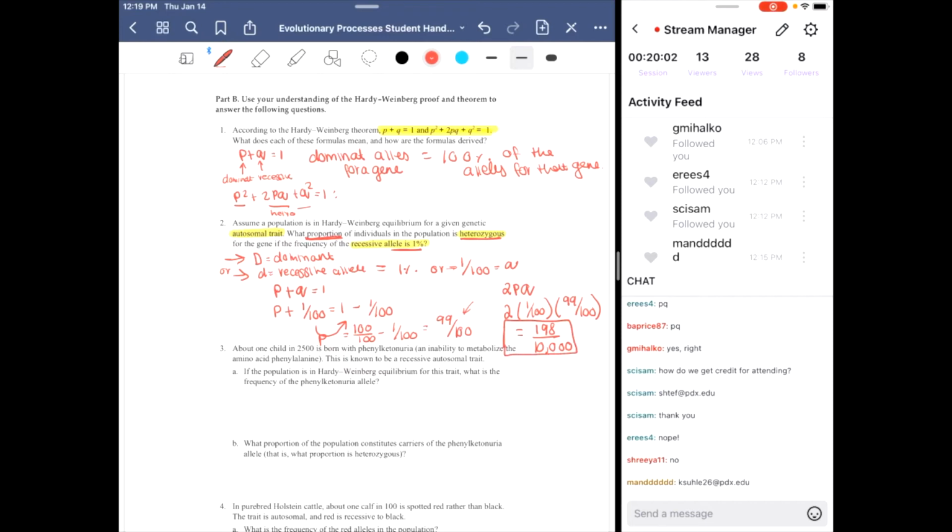And remember that it asks for what proportion, and earlier we talked about how proportions are usually decimals or fractions. So if the same question had asked for frequency, we would most likely convert that into a percentage. But here, since it asked for proportion, we can just leave it as it is.